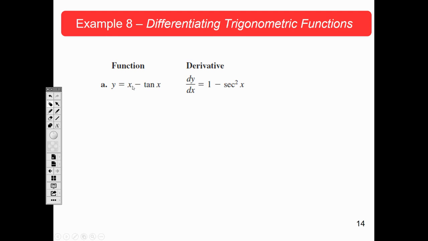All right, so if we have x minus tangent of x, we're going to do these as separate things. The derivative of x is 1. The derivative of tangent is secant squared. We just saw that. So we're taking the derivative of each one separately.